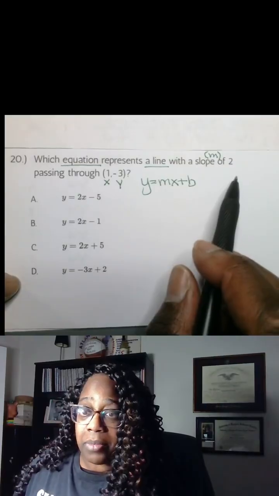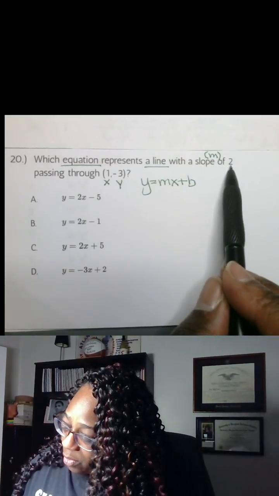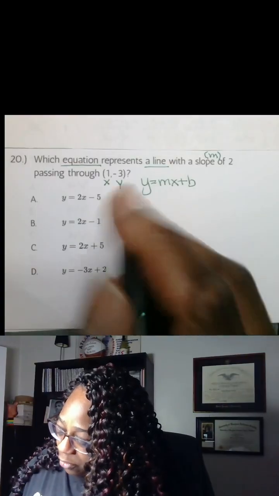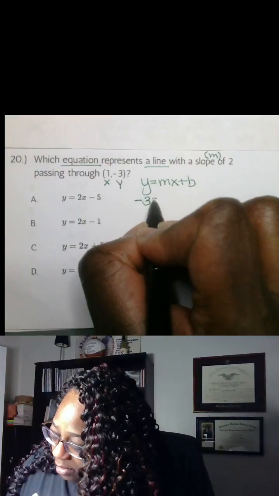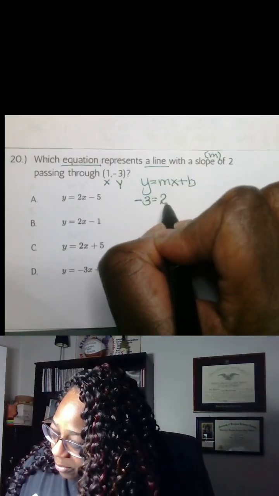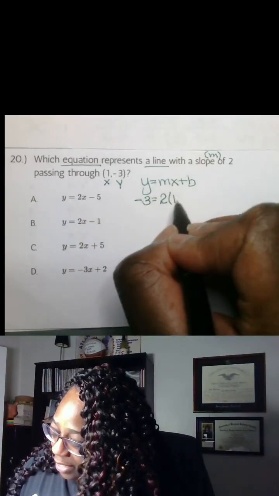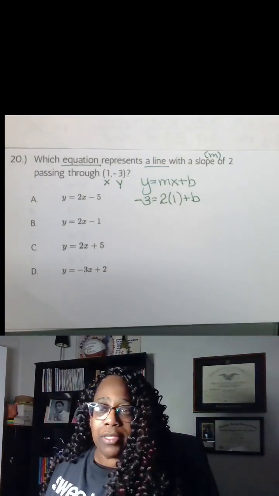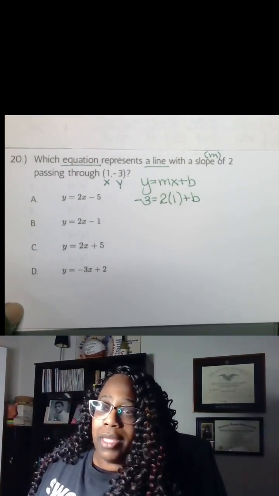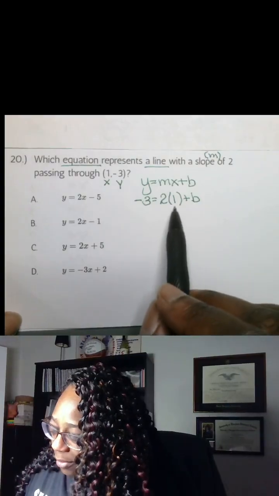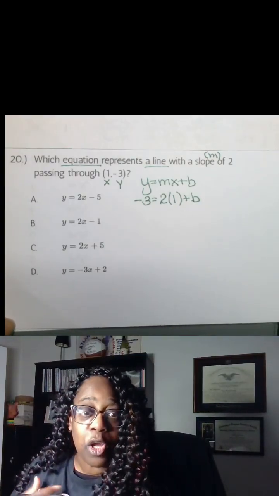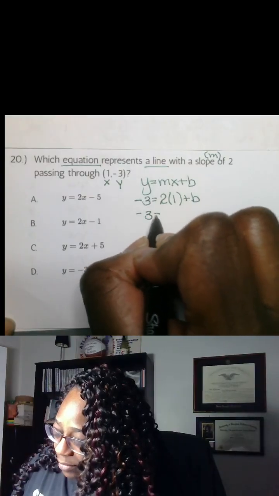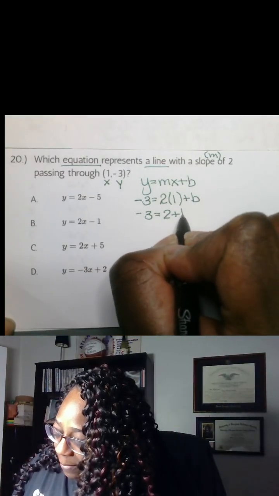So now we're going to plug in, just so we can find our b. We can plug in the negative 3 for the y. We can plug the 2 in for the slope, the 1 for the x, and we can bring down the plus b. I'm going to show you both ways. So now we're going to solve this for b, so we know what the y-intercept is. So 2 times 1 gives me 2. So we have negative 3 is equal to 2 plus b.